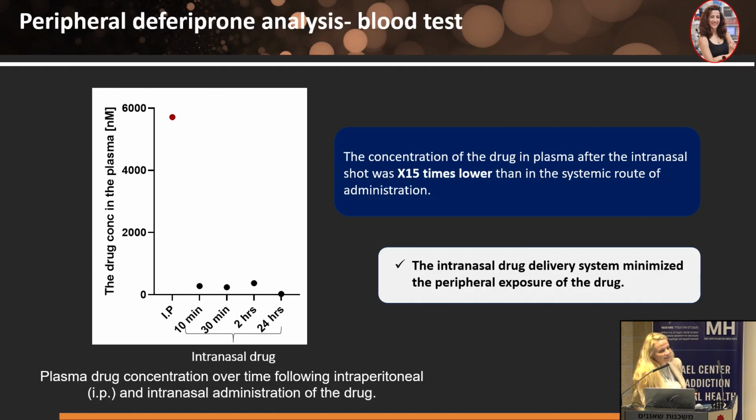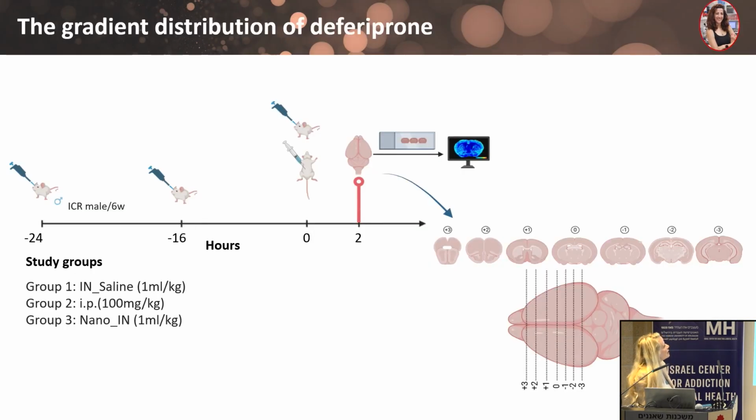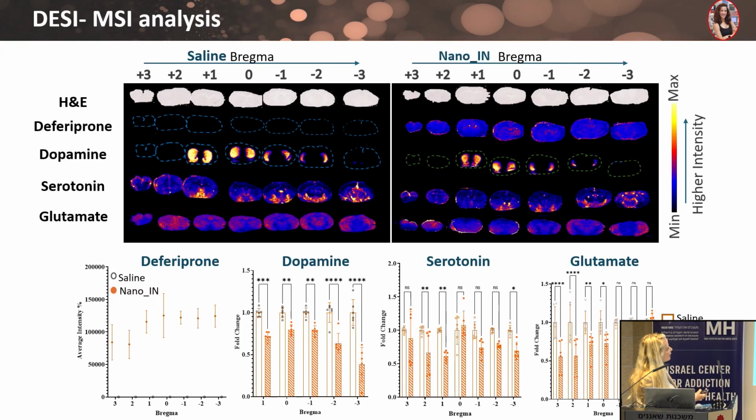We also checked the levels of deferiprone in the periphery, and after an intranasal delivery, unsurprisingly, we almost don't find any in the periphery compared to systemic administration. So this was good. So now we wanted to see how deferiprone, our drug, is distributed between different bregmas in the brain and how it affects neurotransmitters there. So we saw a very nice distribution all over the brain.